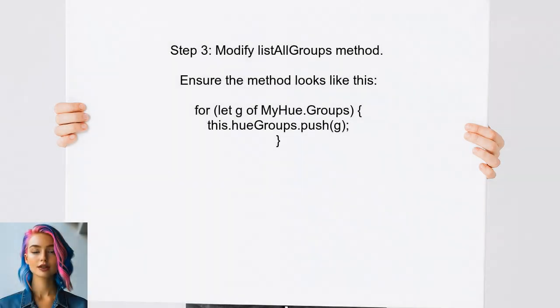Now, the user should modify the listAllGroups method to ensure that it correctly pushes the group objects into the huGroups array. This will help in rendering the groups and their associated lights properly.